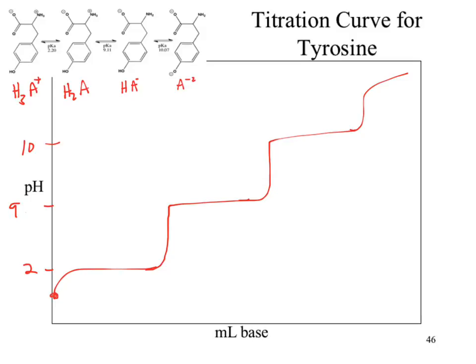So I start at the very beginning at H3A+, which then goes to H2A, which happens at the equivalence point for that one. Okay. Which then goes up at our next spike to HA-, which then goes up at our next spike to A2-. I want to know that point. Well, off the titration curve, where is that point?